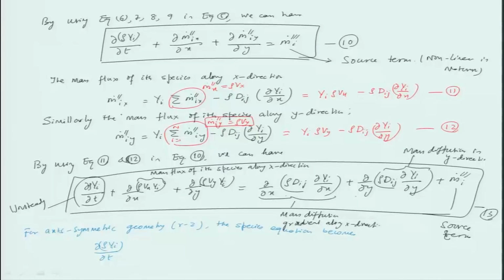dy i by dt plus 1 by r dou by dou r of r rho v r y i, plus dou by dou z of rho v z y i, equal to dou by dou z of rho D ij dy i by dz, plus 1 by r dou by dou r of r rho D ij dy i by dr, plus m dot triple dash i.